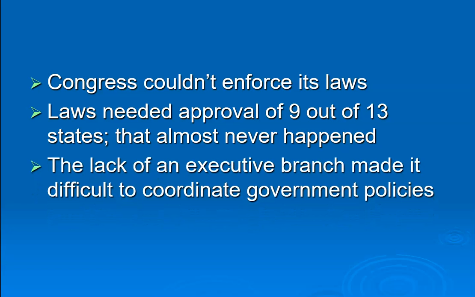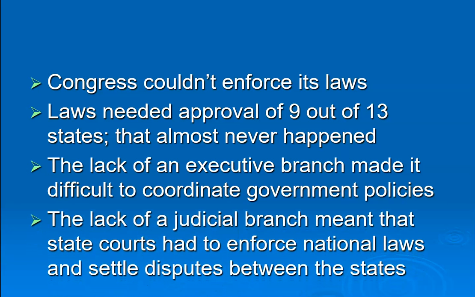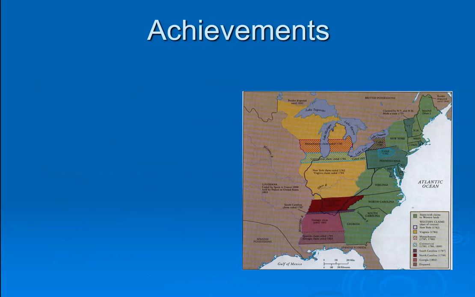The lack of an executive branch also made it difficult to coordinate government policies. And the lack of a judicial branch meant that state courts had to enforce national laws and settle disputes between the states. And what would happen if there was a problem between one state and another is if Massachusetts had a problem with New York, a Massachusetts court would solve in favor of Massachusetts, and a New York state court would solve in favor of the state of New York, and the solution never actually got implemented.